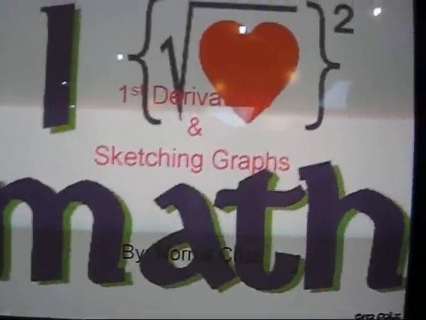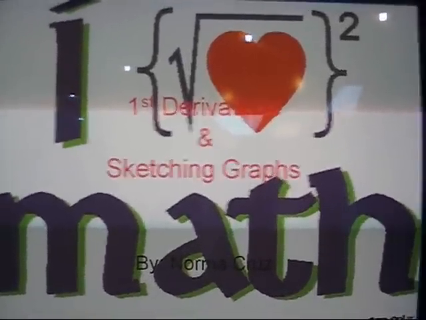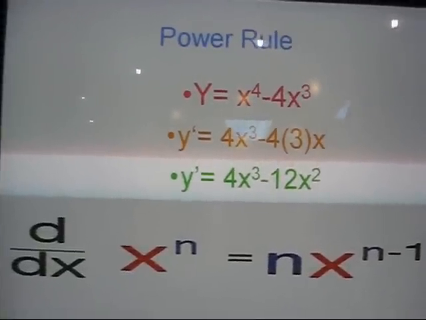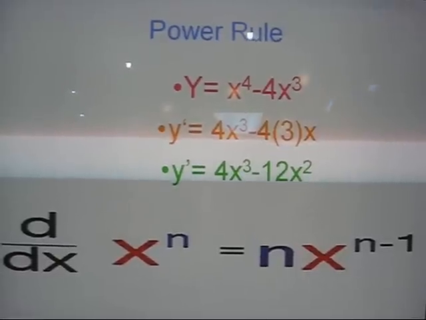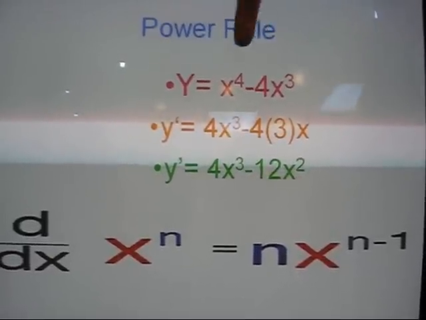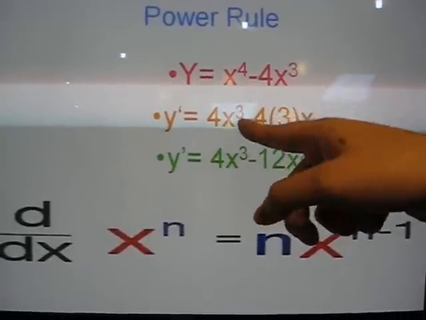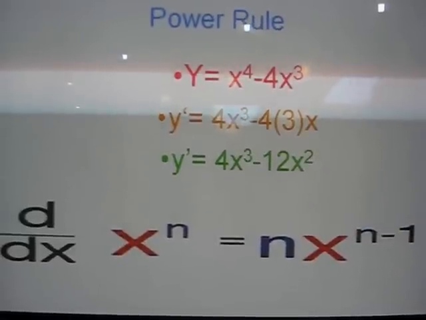Okay. My presentation was on the first derivatives and sketching graphs. In order to find the first derivative, you have to use the power rule, which is basically bringing the exponent to the front, as you can see, and subtracting the exponent by 1, and you get the new exponent, which is 3. And so you do the same thing to this one.